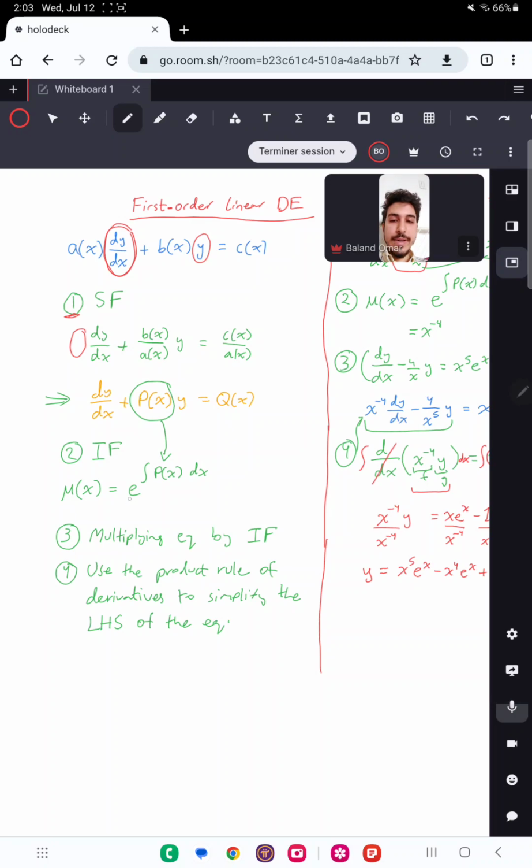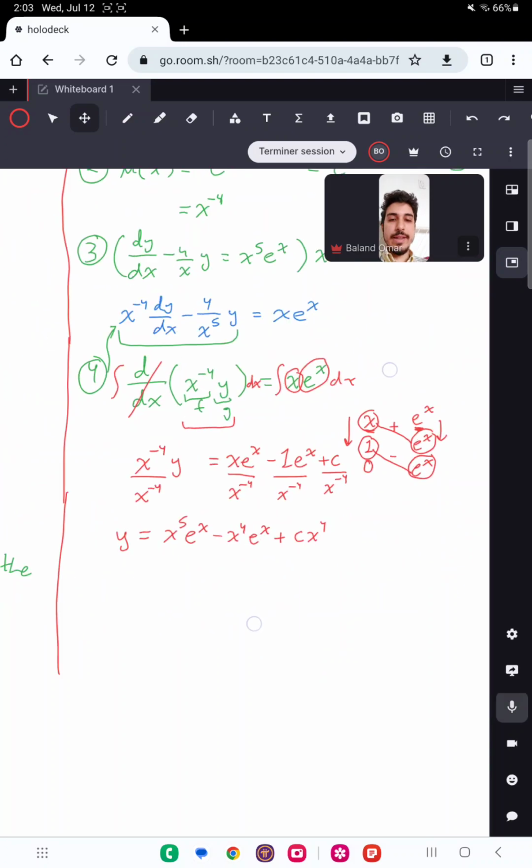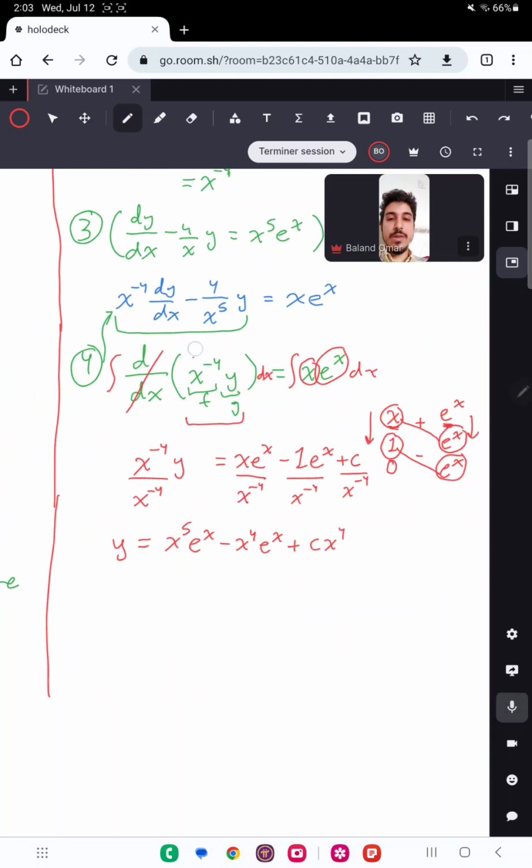We get the integrating factor by this formula. We multiply the whole equation by the integrating factor. And at the end, we use the product rule to write it as d over dx of the integrating factor multiplied by y. That's what you write inside the brackets. And from then on, you integrate both sides, you get rid of the d over dx, and you can integrate normally to obtain the solution.